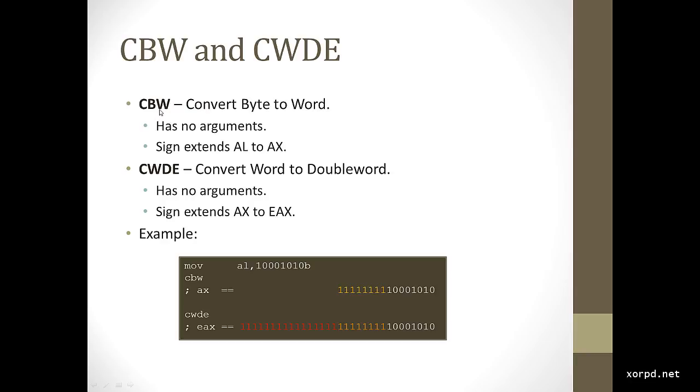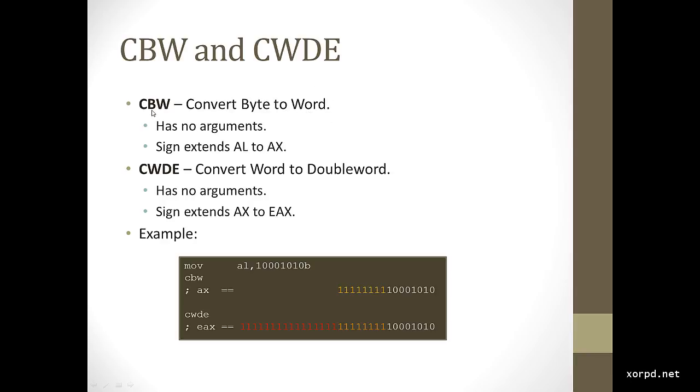CBW, convert byte to word. What is word in x86? It usually means 2 bytes. Word can mean many things. Maybe if you are a high-level programmer, word might mean something different for you. But usually, when we speak in x86 assembly, when we say word, we mean 2 bytes together. So byte is of size 8 bits, and word is usually of size 16 bits. That is the usual meaning of this expression, word.